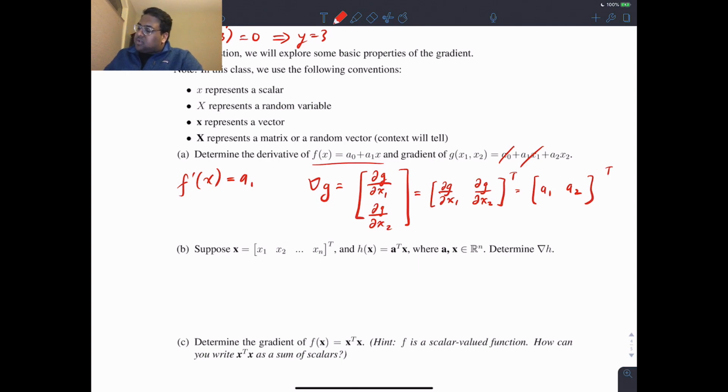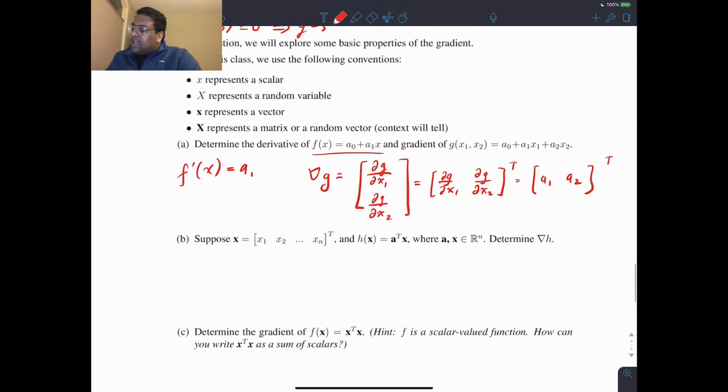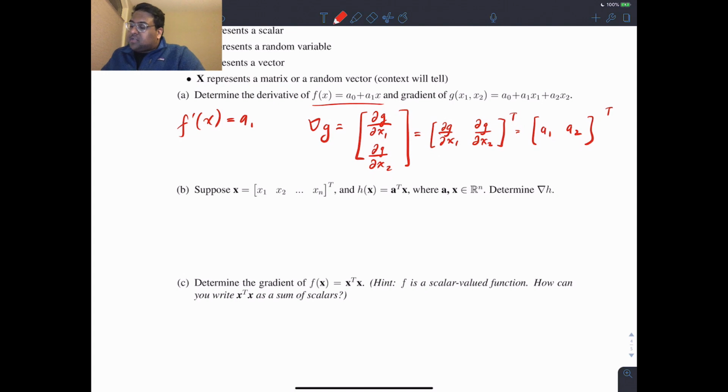Okay, so the gradient of g is the vector a1, a2, and so on. The point of this question is to lead us into part B, which is: suppose that x is an n-element vector with x1, x2 through xn, and our function h is the result of taking the transpose of A and multiplying it by x.